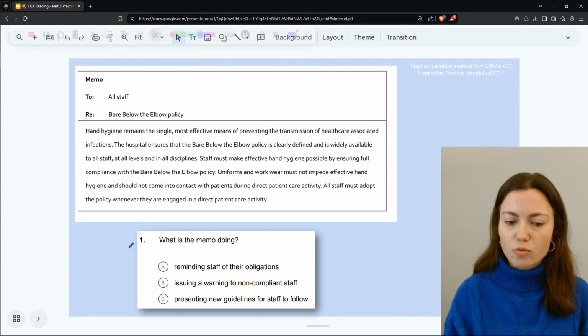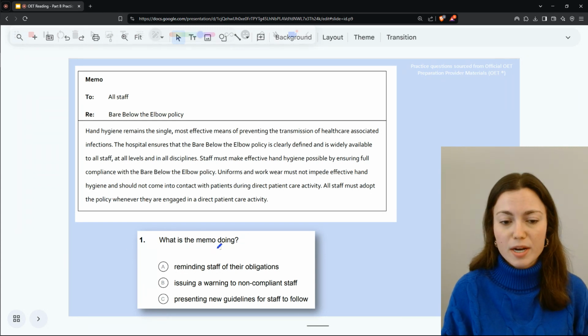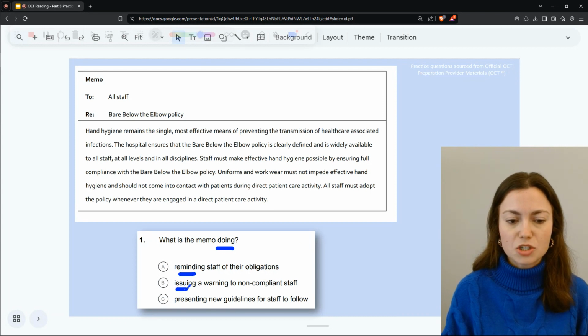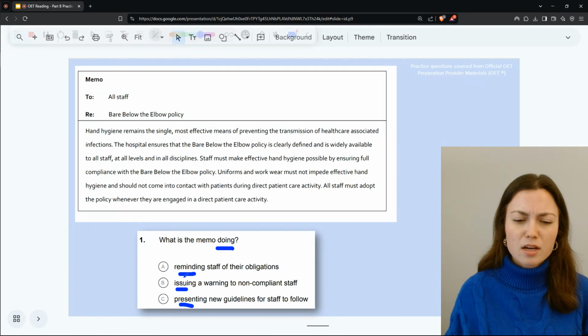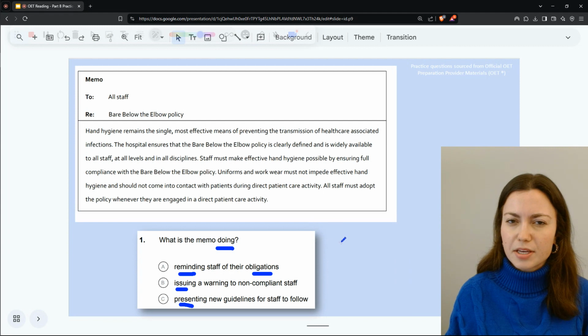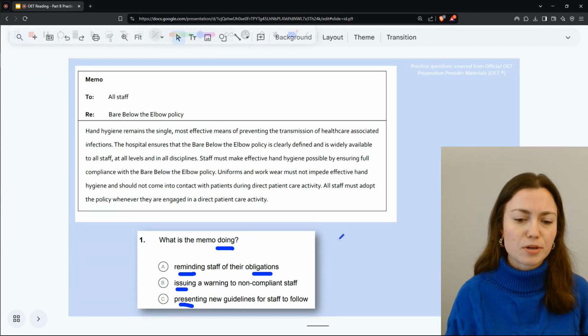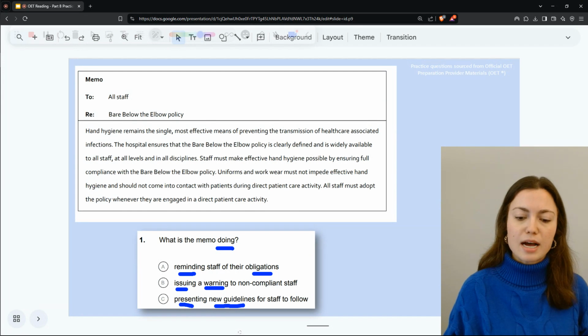Now, some people like to go right to the question and read what they're asking for here. So what is the memo doing? Is it reminding? Is it issuing or presenting? So that's where our verb choice comes in. A, reminding staff of their obligations. I like to highlight some of the key words so my mind is guided towards what sort of language I'm looking for. Issuing a warning to non-compliant staff, or presenting new guidelines for staff to follow.